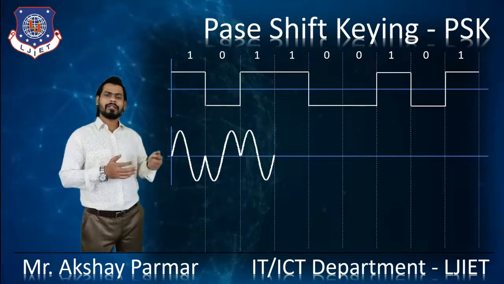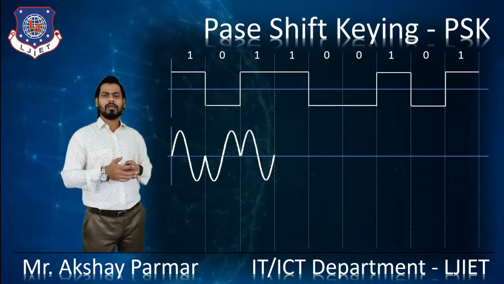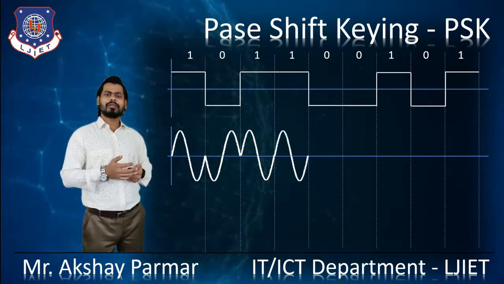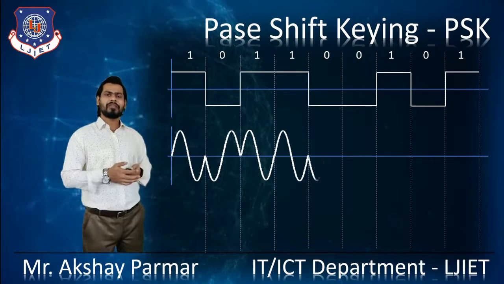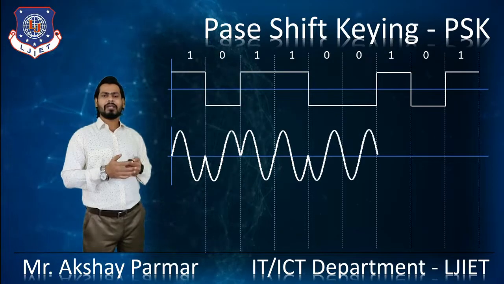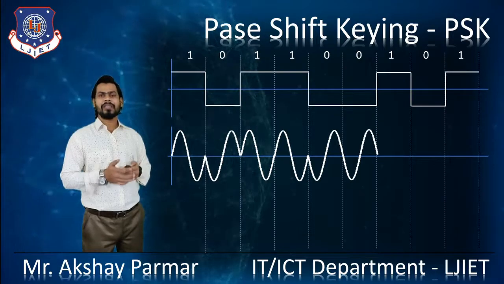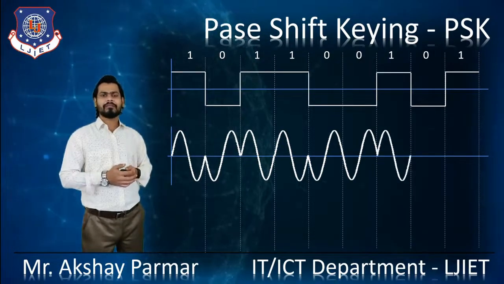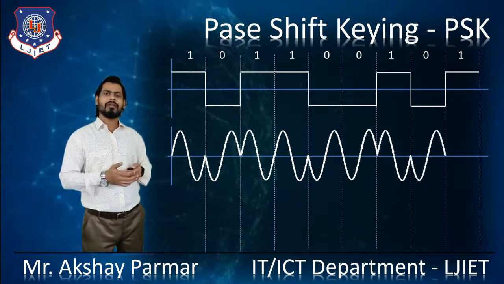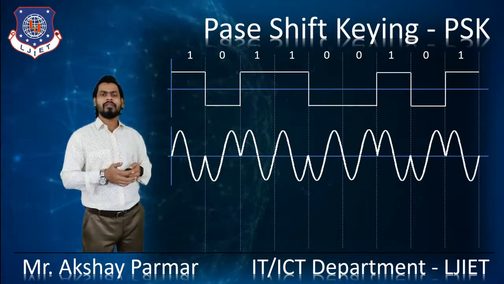After that, bit 1 is there, so there is no need for phase shifting, so it will remain as it is. After that, bit 0 is there, so phase shifting is required, so it will shift its phase and represent bit 0, right? So likewise, we are representing digital data in the analog signal by simply changing the phase of that signal, right? This is how the digital data is converted into the analog signal. So this is about how phase shift keying works.